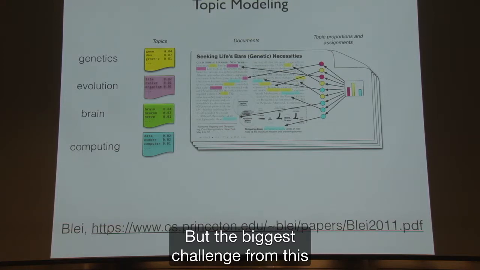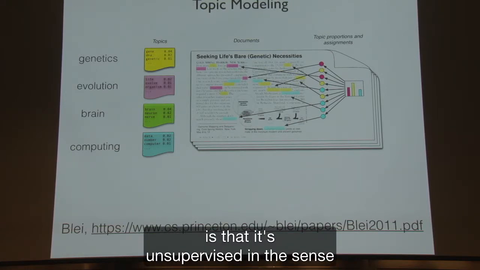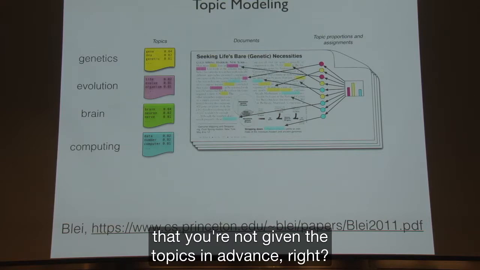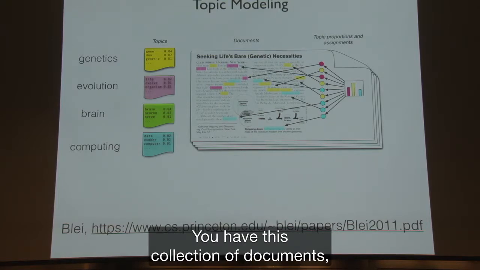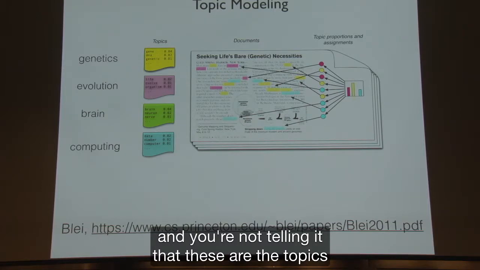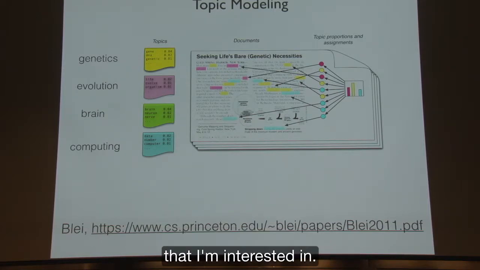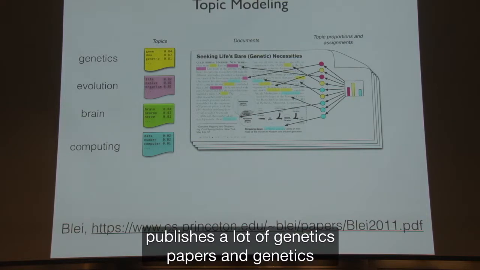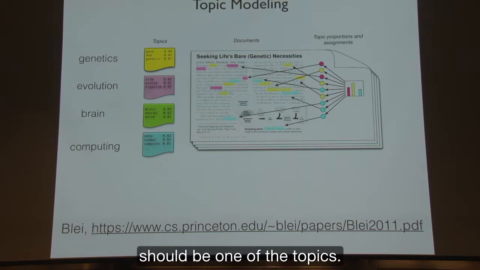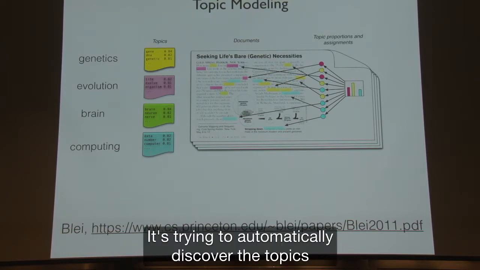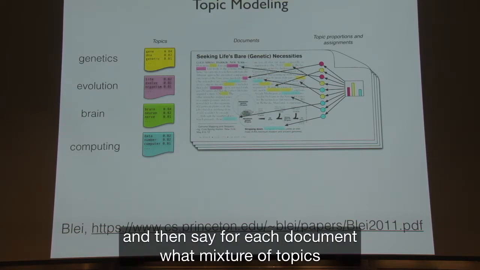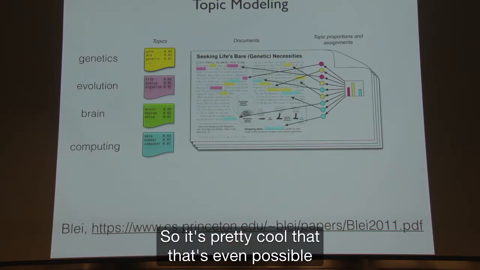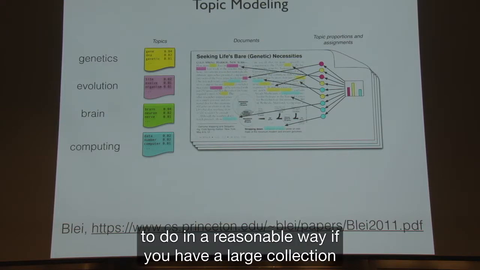But the biggest challenge is that it's unsupervised, in the sense that you're not given the topics in advance, right? You have this collection of documents, and you're not telling it that these are the topics that I'm interested in. I'm not telling it that it's a journal that publishes a lot of genetics papers, and genetics should be one of the topics. It's trying to automatically discover the topics and then say for each document, what mixture of topics does it have, okay? So it's pretty cool that that's even possible to do in a reasonable way if you have a large collection of documents.